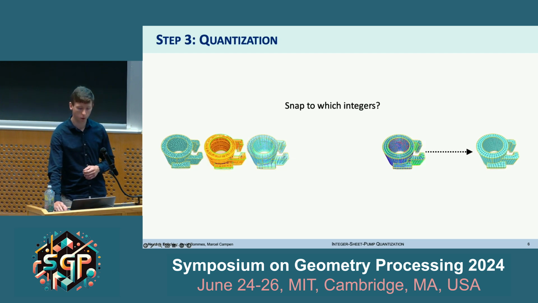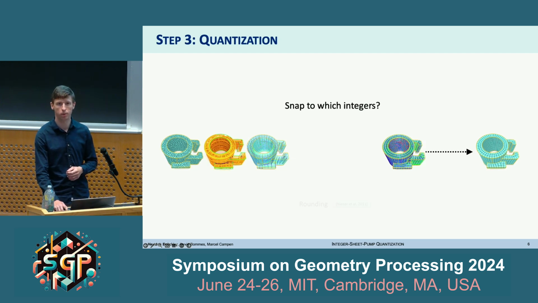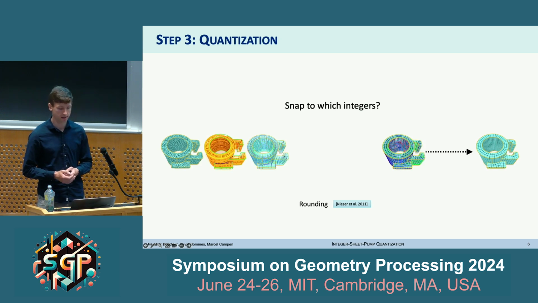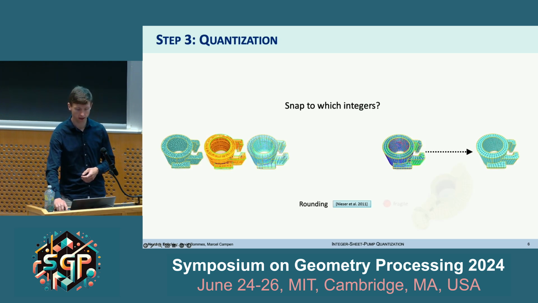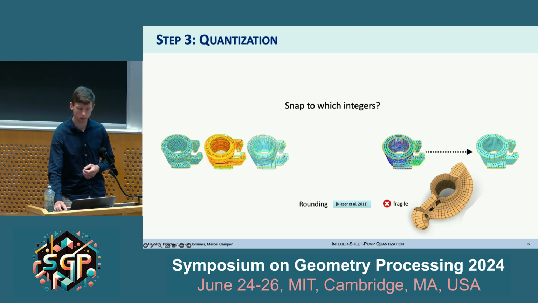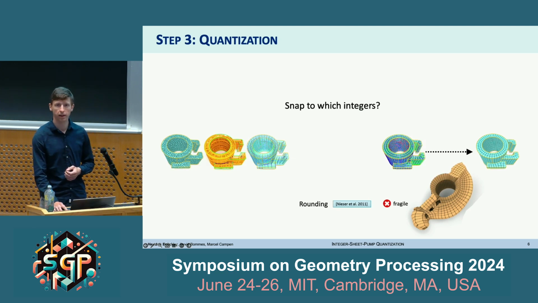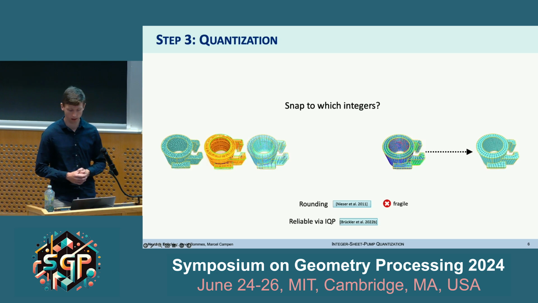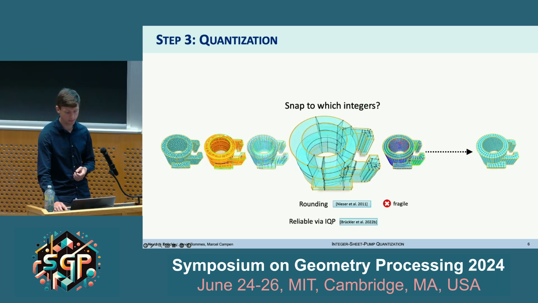Until quite recently, the go-to method for quantization was simple rounding. However, as quantization is a problem with complex constraints, this naive approach often fails, as you can see here. About 2 years ago, we proposed a robust method based on solving a series of integer quadratic programs, or IQPs for short. This method builds a block partition on the input and then assigns consistent integer sizes to these blocks, representing the number of hex sheets crossing the blocks in the later hex mesh.